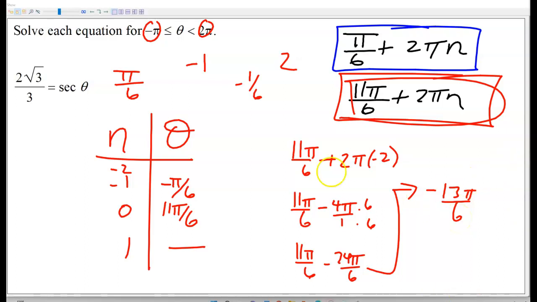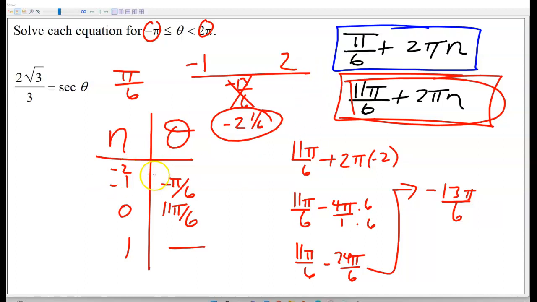So, is negative 13 over 6 in between negative 1 and positive 2? The answer is no, because 6 goes into 13 twice with 1/6 left over. So negative 2 and 1/6 is not in between negative 1 and 2, and therefore we wouldn't be using that one. So we have our other two answers here: pi over 6, 11 pi over 6, and then negative pi over 6.